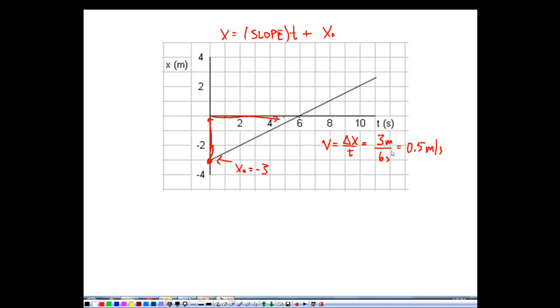Now I'm going to take these two pieces and plug them in. We'll just write it out so we can see it. The slope is equal to 0.5 meters per second. So if we take these pieces and put it into the equation, we see that x is equal to the slope, 0.5 meters per second, times time, plus our intercept, -3 meters. And that's all we need to do on these.